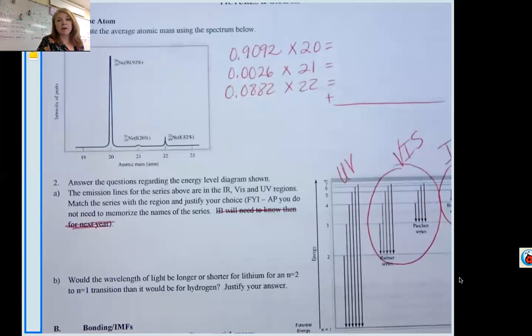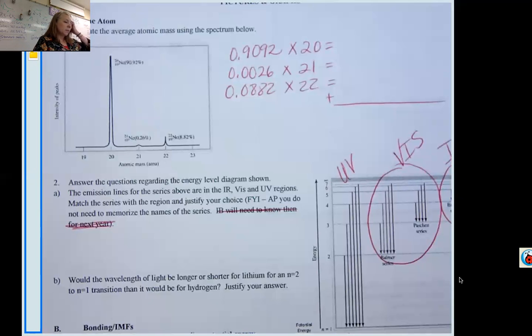Text me, let me know, or email me and say I still don't understand a few of the questions that are here, and I'll be more than happy to answer you. But let's look at the first one.